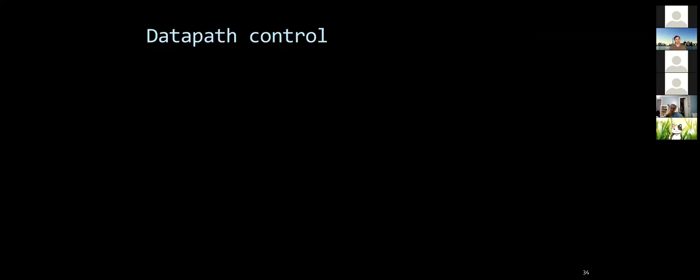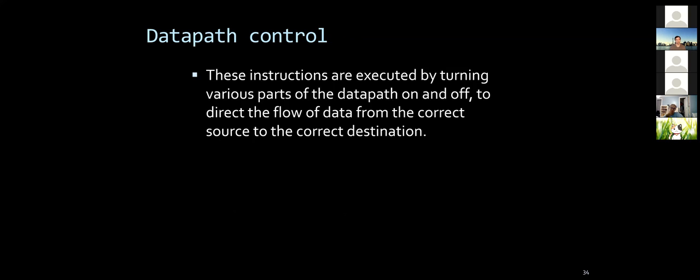So the next big topic today is data path control. I showed you the data path. How do we actually control it? How is that achieved?